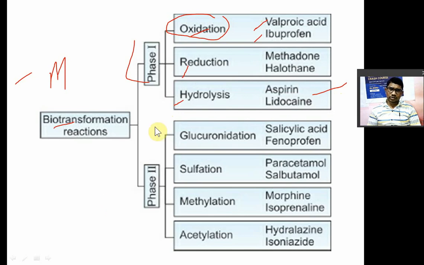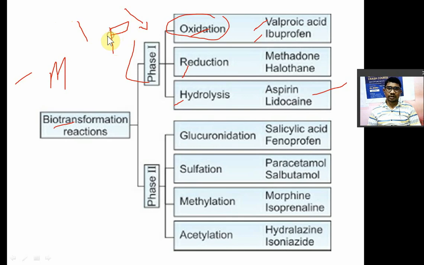Phase second reaction is known as a conjugation reaction. Phase one reaction is known as a non-conjugation reaction: oxidation, reduction, hydrolysis. What is the purpose of phase one? Here you have to remember the purpose: to impart polar groups to the molecule.